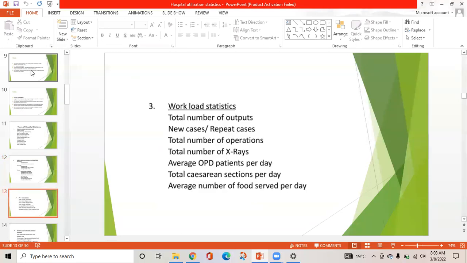Third main is the workload statistics, in which are included total number of outputs, new cases, repeat cases, total number of operations, number of X-rays, average OPD patients per day, total cesarean sections per day, and average number of food served per day.